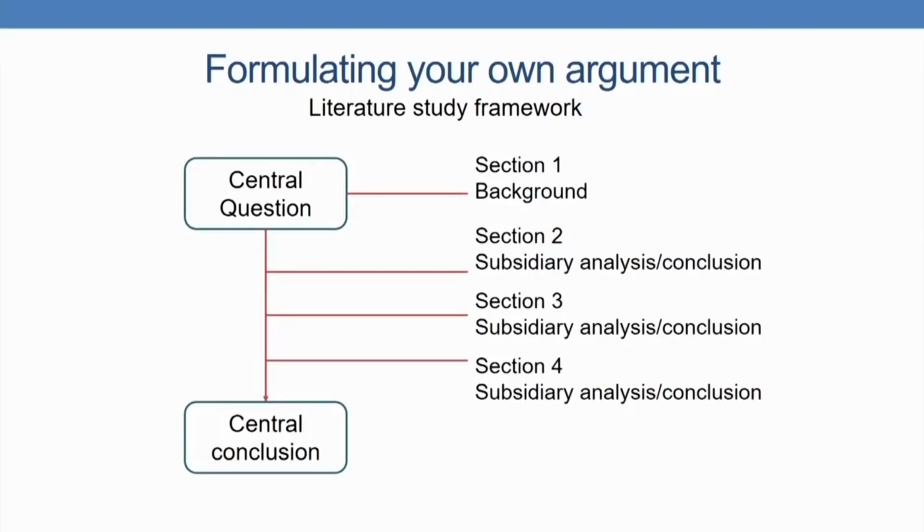When we are formulating our own argument, there are certain things that need to be kept in mind. What is the central question and what is the central conclusion that we are trying to put forth through our own argument, based upon the comparison of the arguments that we have done? So, the central question should contain the background in section 1, section 2 could be the subsidiary analysis and conclusion, section 3, section 4, leading to the central conclusion of our argument.